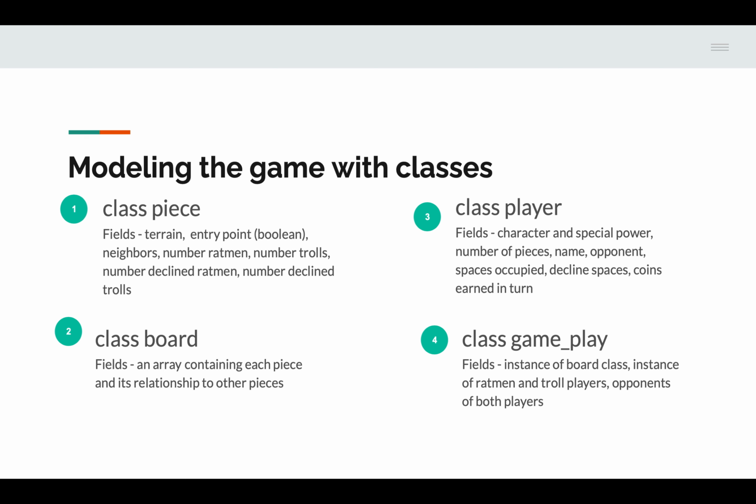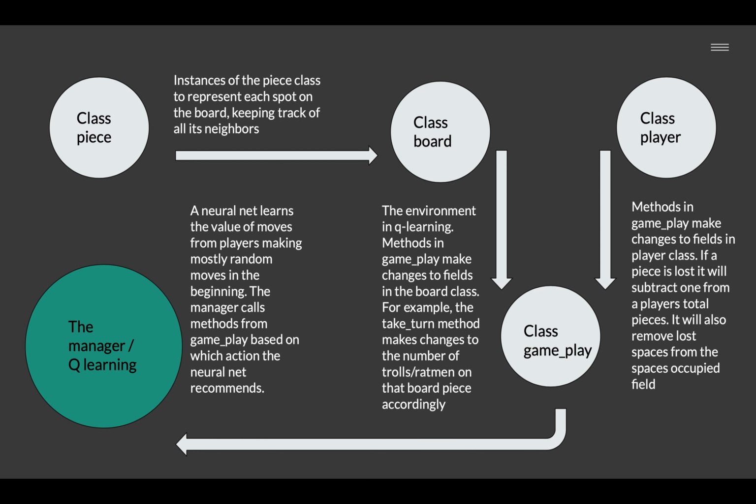There's a player class, which keeps track of information about the player, their opponent, number of pieces, and such, decline spaces as well. And then a gameplay class, which is an instance of the board game class and the Ratman and Troll player classes. So we have the class piece, and instances of the piece class are made for each board game piece, and this all feeds into the class board.